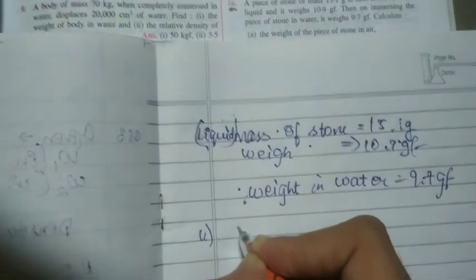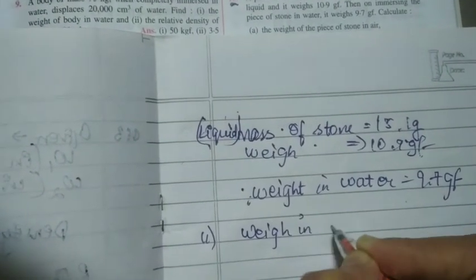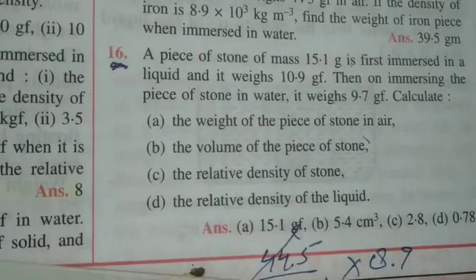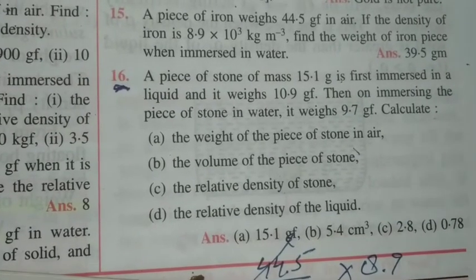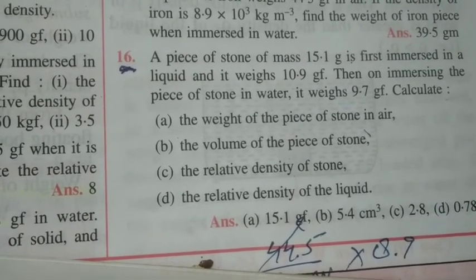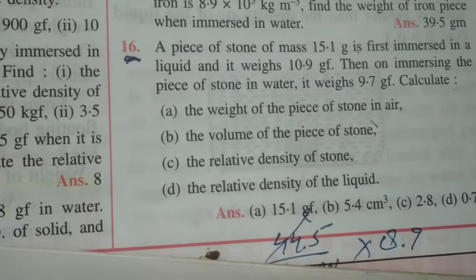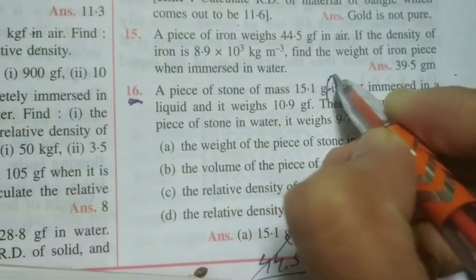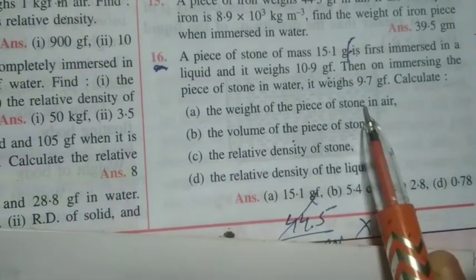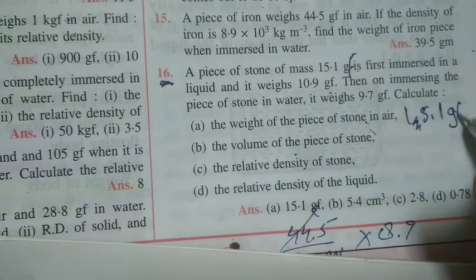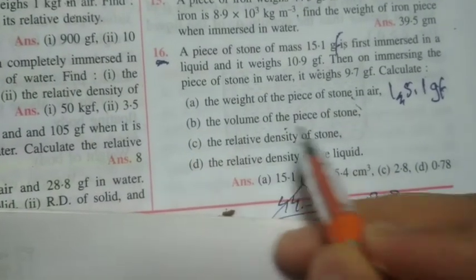So first of all, we need to calculate the weight in air. For that, read the question carefully. The piece of stone has a mass of 15.1 g. Normally in air, the mass is 15.1 g, so eventually it will be 15.1 gf, that is the weight of the piece of stone in air. That's why you need to read the question carefully. Second says the volume of piece of stone.